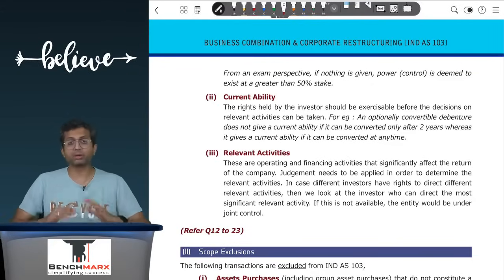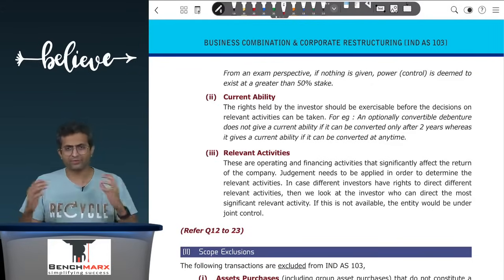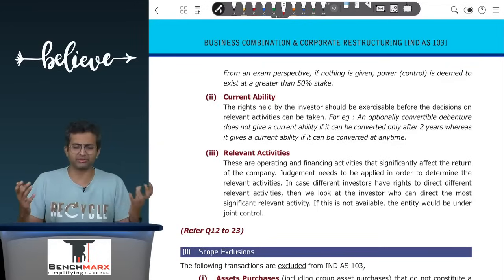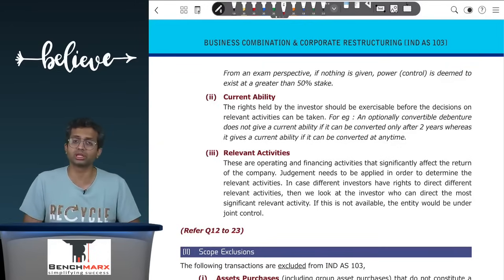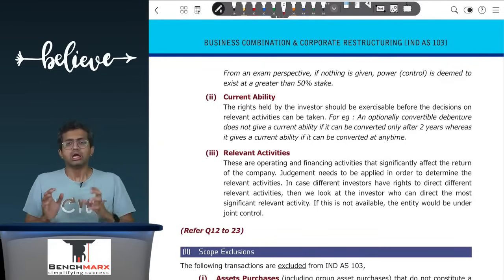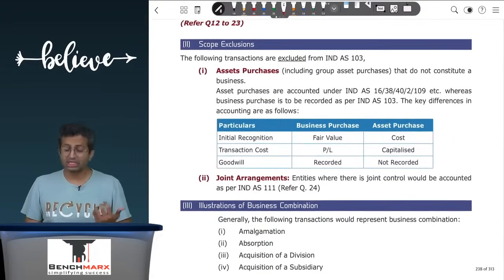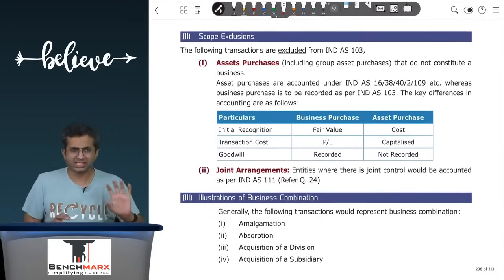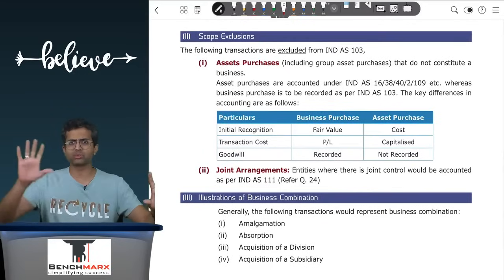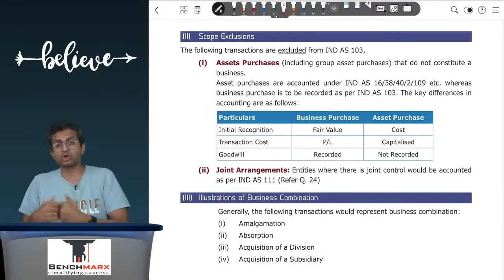If there are multiple parties who control multiple activities affecting return, then there is a possibility that there can be a joint control as well. So this takes care of those relevant activities. Next you have, so we understand hopefully broadly what is business, what is control. Then you go to what is not covered under the standard.